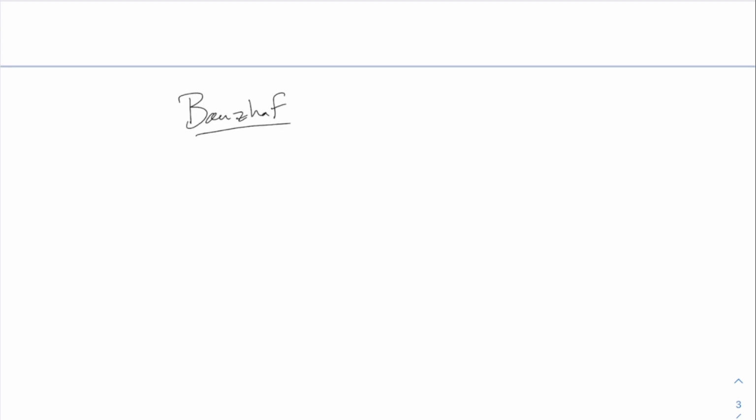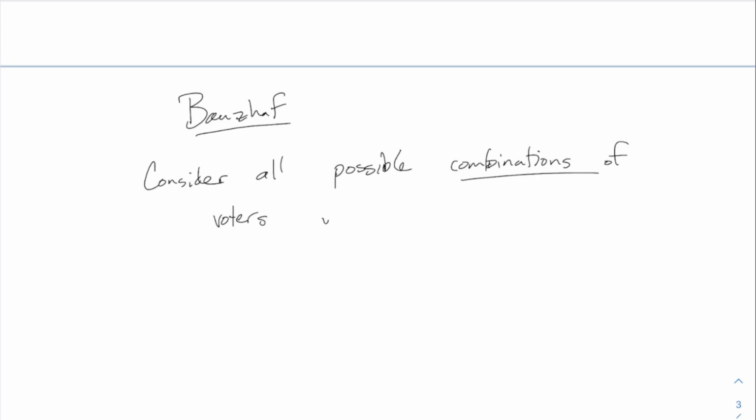This is the Banzhaf. How to do it. It's not like the Shapley-Shubik. The Shapley-Shubik is about writing down all possible orderings of the candidates. We don't consider different orderings. In the Banzhaf, you consider all possible combinations of voters, or I'll say, I don't mean candidates, I mean voters. All possible combinations of voters who might vote sort of yes together.